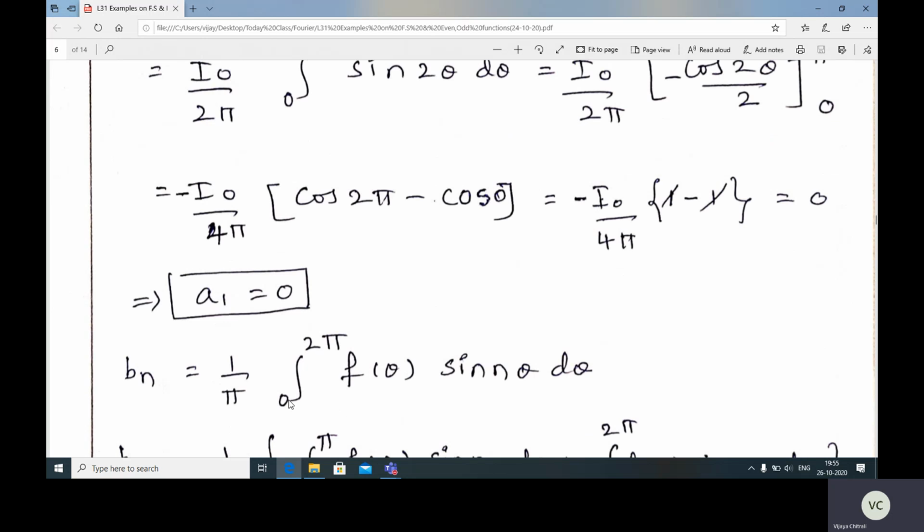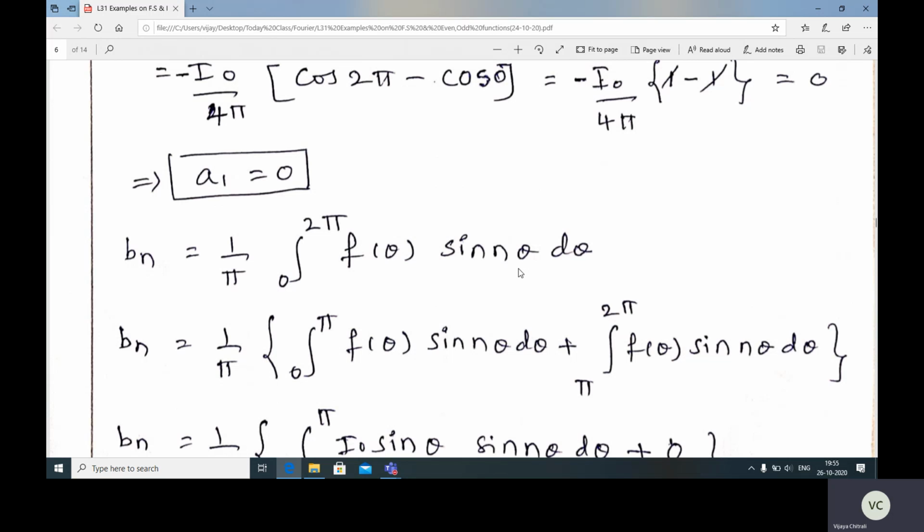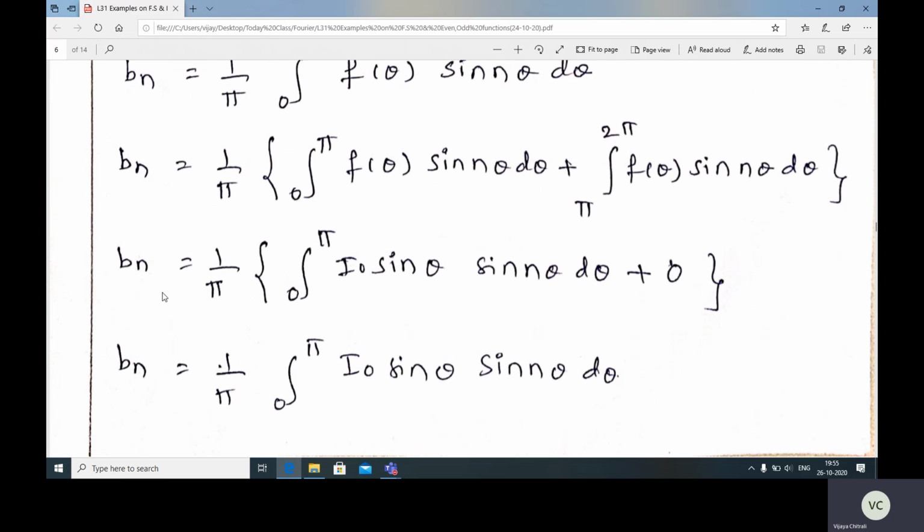Now find Bn. So Bn is equal to 1 by pi integration from 0 to 2 pi f of theta sine n theta d theta. We need to simplify this. So Bn is equal to 1 by pi. Again this 0 to 2 pi is divided into two subintervals, 0 to pi and pi to 2 pi. In the interval 0 to pi, we have the function as I naught sine theta, and in pi to 2 pi we have the function as 0. Substitute. Next step, Bn is equal to 1 by pi integration from 0 to pi I naught sine theta sine n theta d theta, and this is 0. 0 into something will be 0.